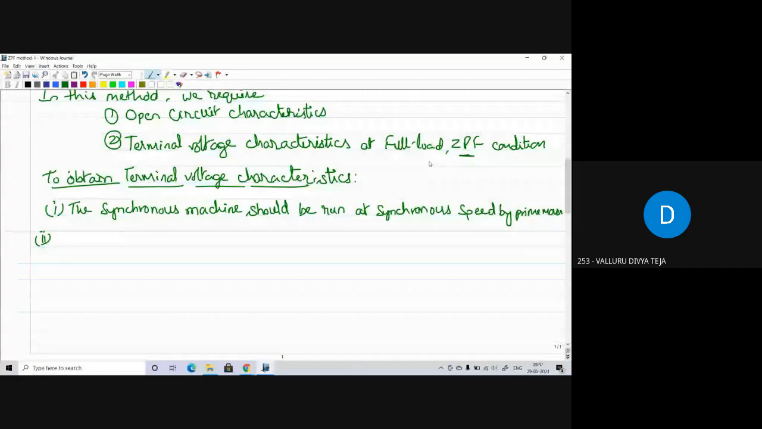Resistive loads, sir. For resistive loads, voltage and current will be in phase, phi equal to 0. So cos phi equal to cos 0.